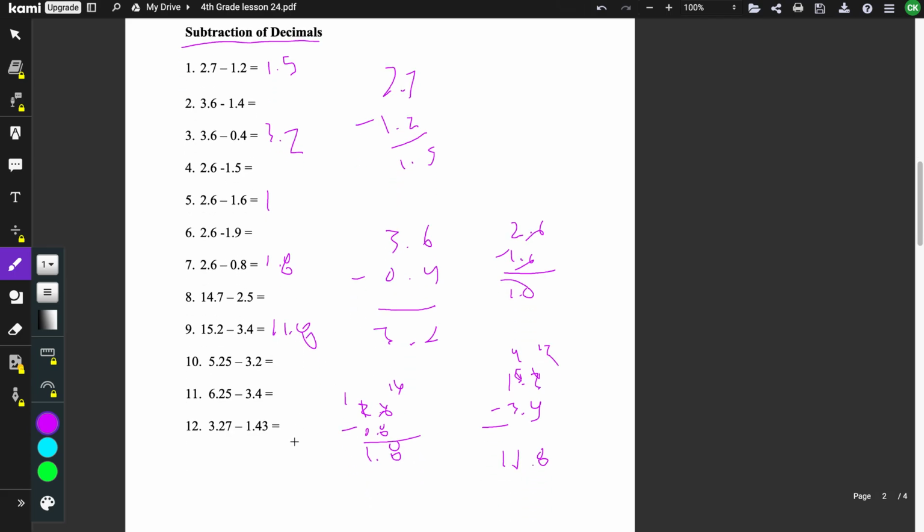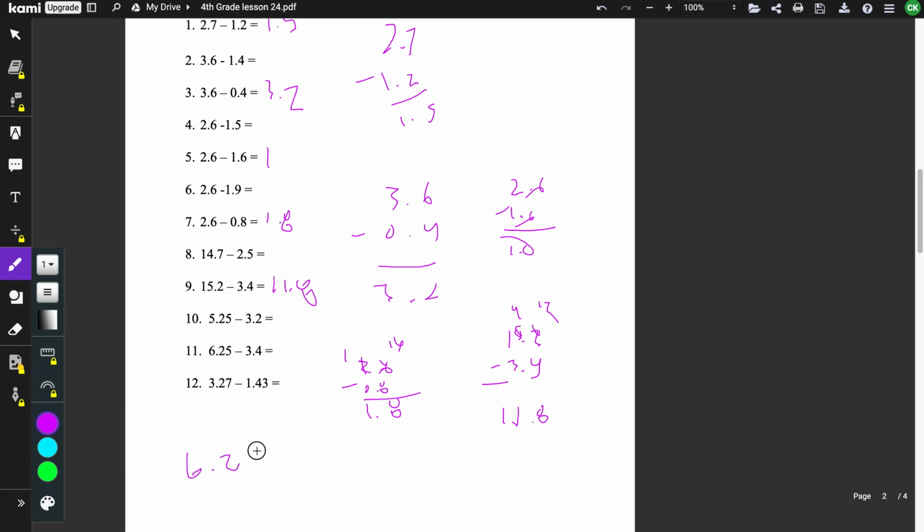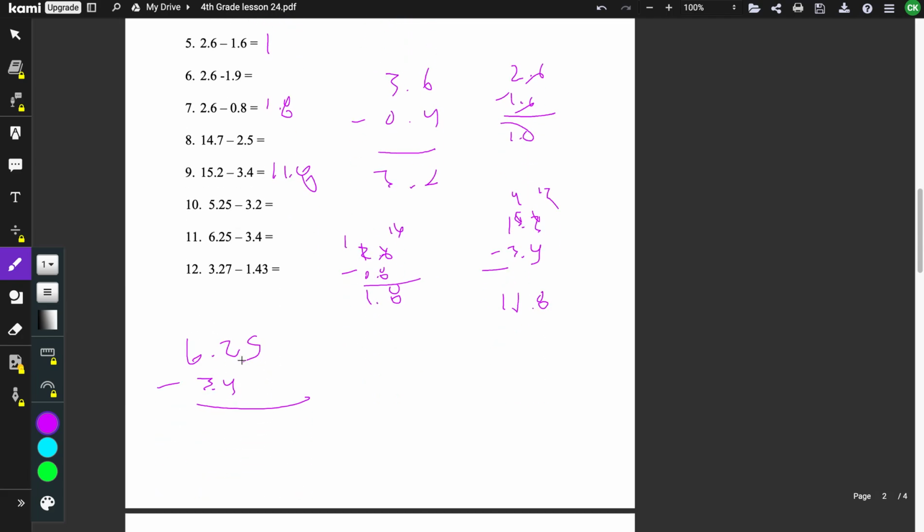And then last but not least, number 11, 6.25 minus 3.4. We're going to treat it similarly, move the 5 down, carry this over, and then 12, and then we get 8, and then we get 2.85 as our answer for number 11.